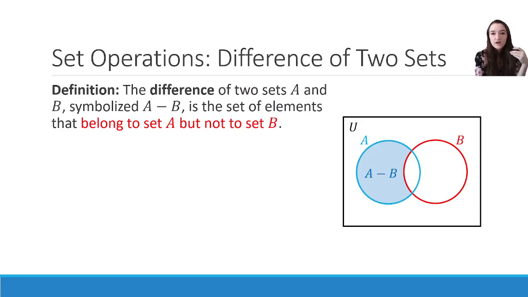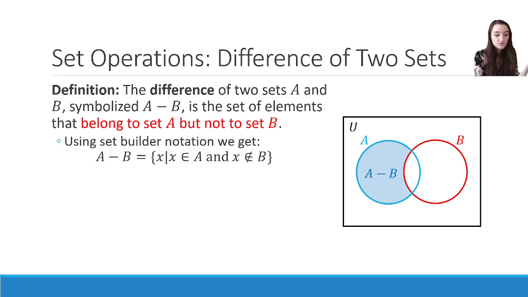The last of our operations that we're going to talk about is called the difference of two sets. So this one actually uses a symbol you'll be used to seeing. It's a subtraction symbol. So the difference of two sets, A minus B, is a set of elements that belong to set A but not to set B. So in set builder notation, we would write this as the set of all x such that x is in A and x is not in B.